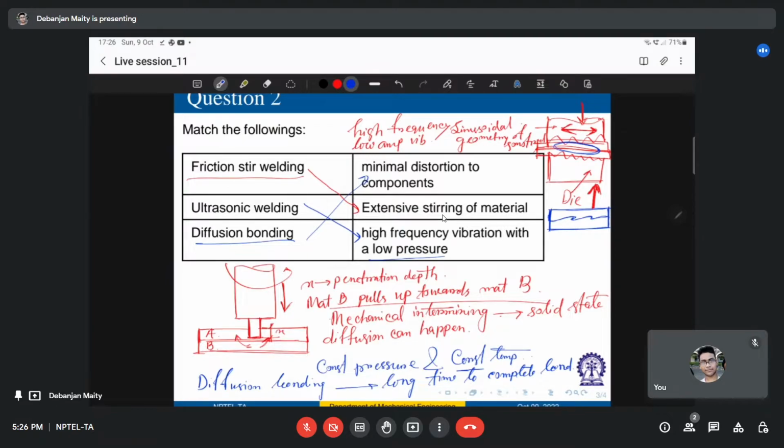But in diffusion bonding, there is no external force. It's all constant in nature. So if you are not eliminating the oxide formation beforehand, it will of course be detrimental in terms of your bonding. So bonding will not be proper if there is oxide formation, and yeah, metals will not come into contact.